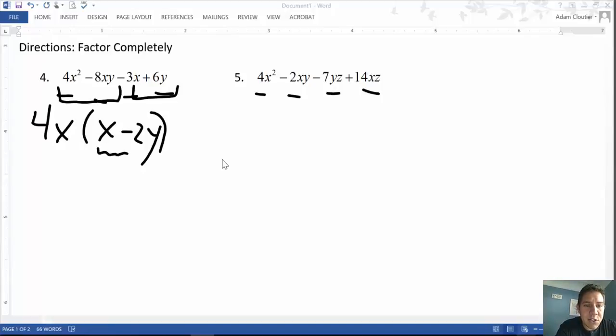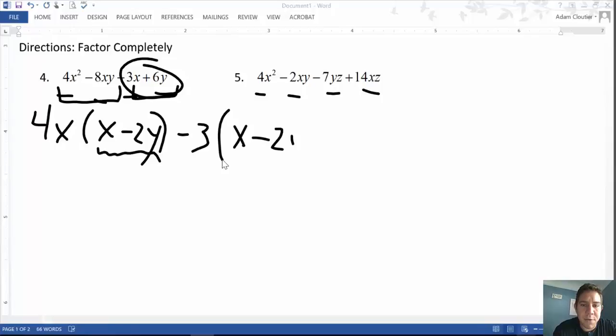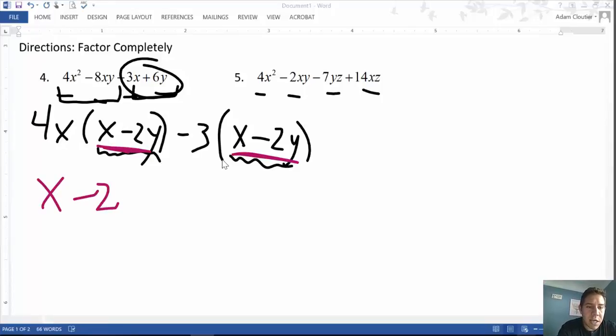The whole idea is to get an x minus 2y out of these last 2 terms, and I see a negative 3x. So just for fun, how about we pull out a negative 3, and if I do that, I'll be left with an x and a positive 6 divided by negative 3, or a negative 2y. And that's exactly what I wanted, because I wanted to be able to see that these 2 expressions are exactly the same. The whole idea is if they are the same, that's our new GCF.